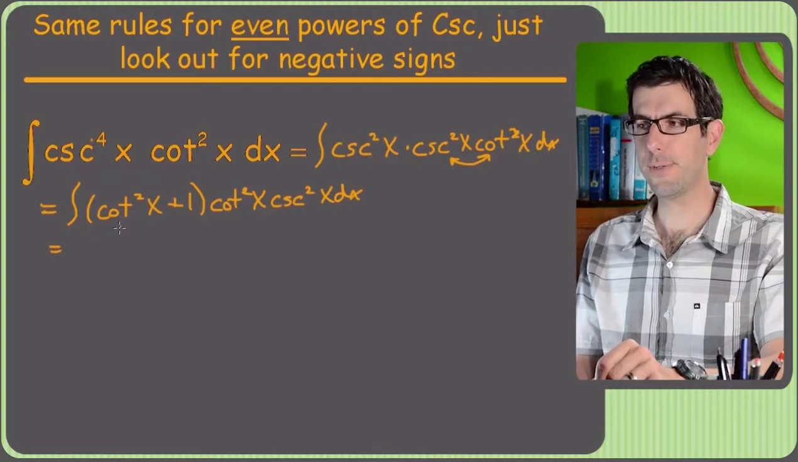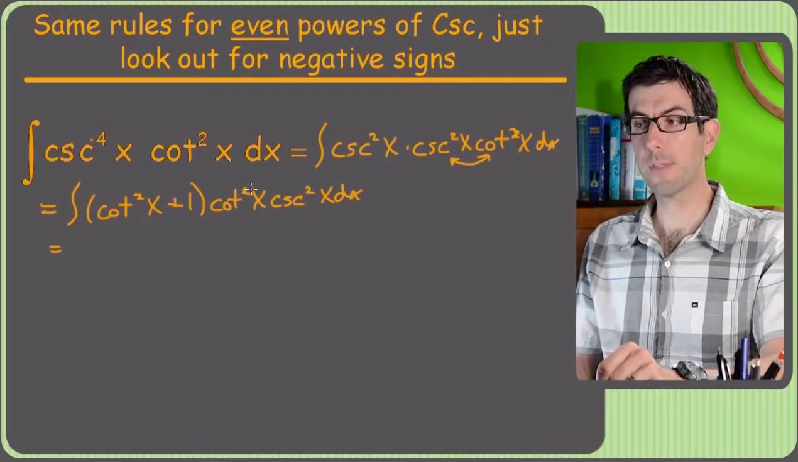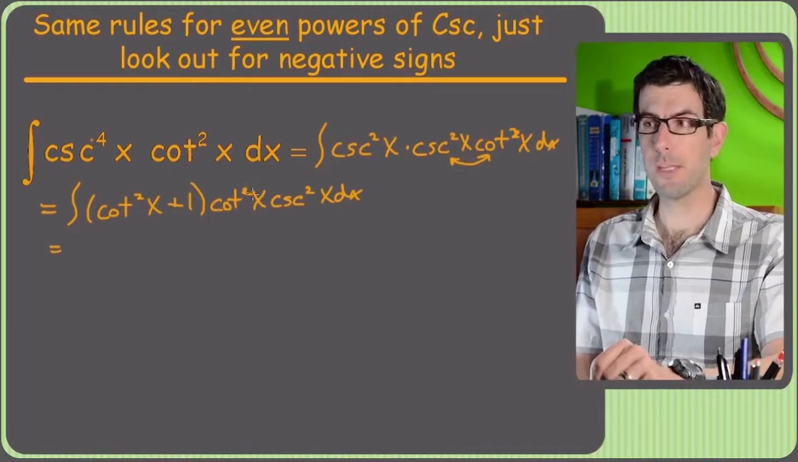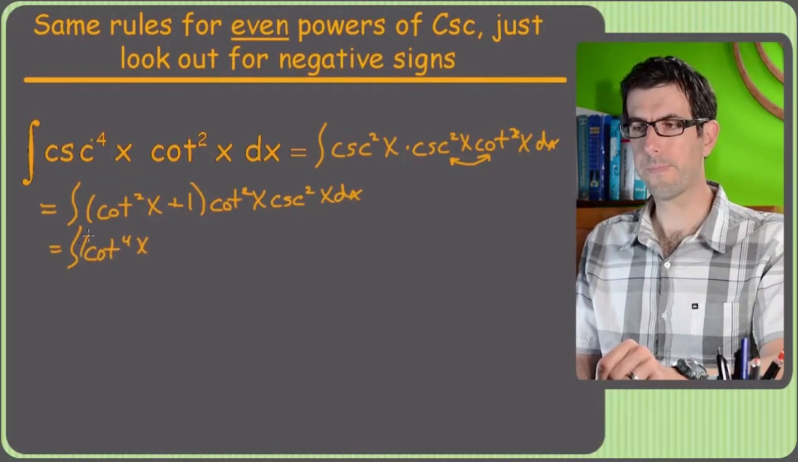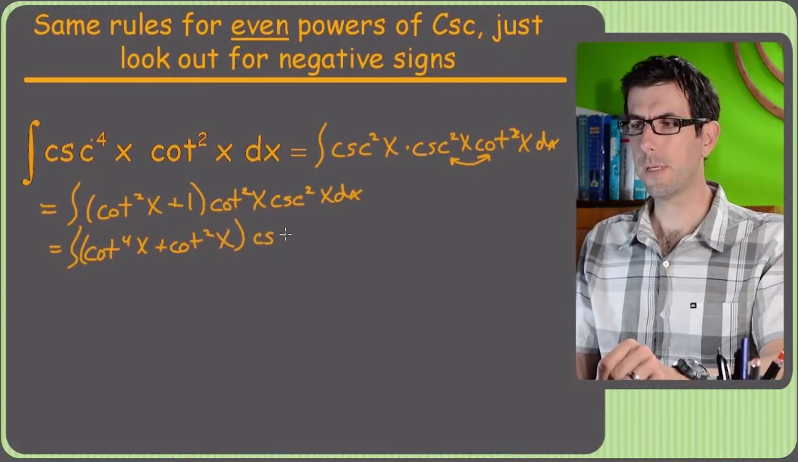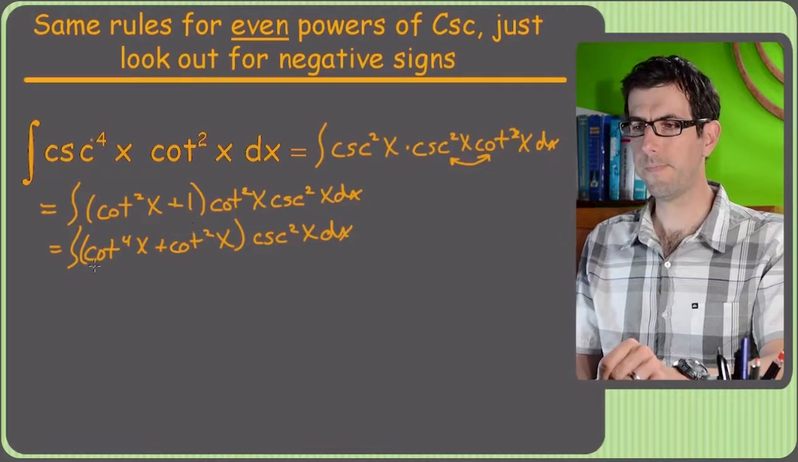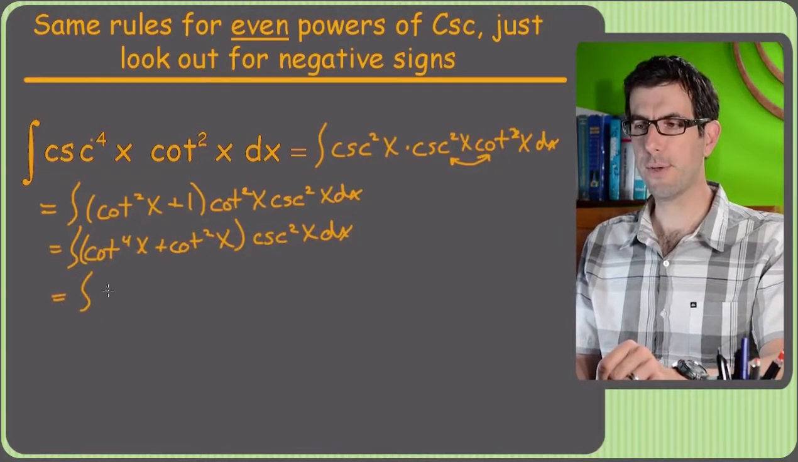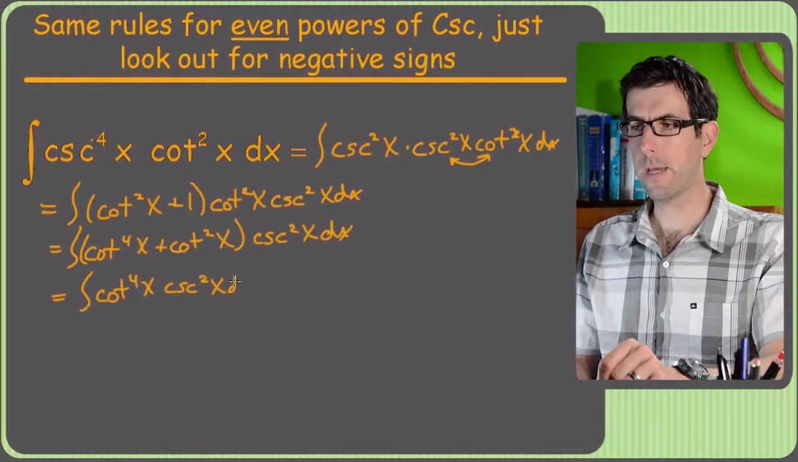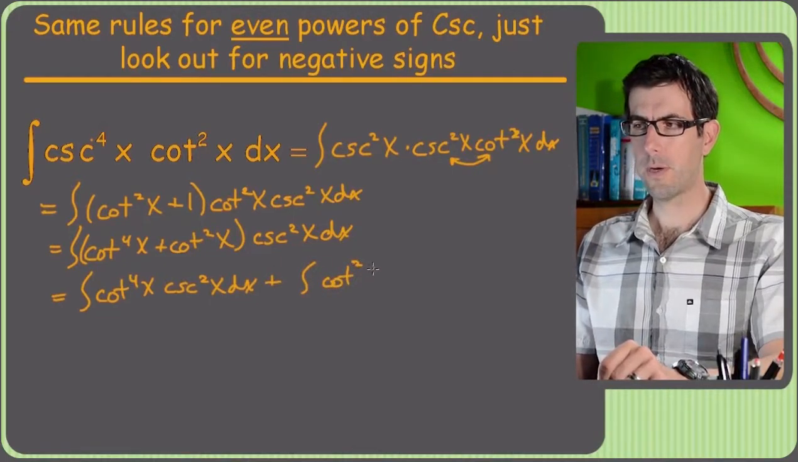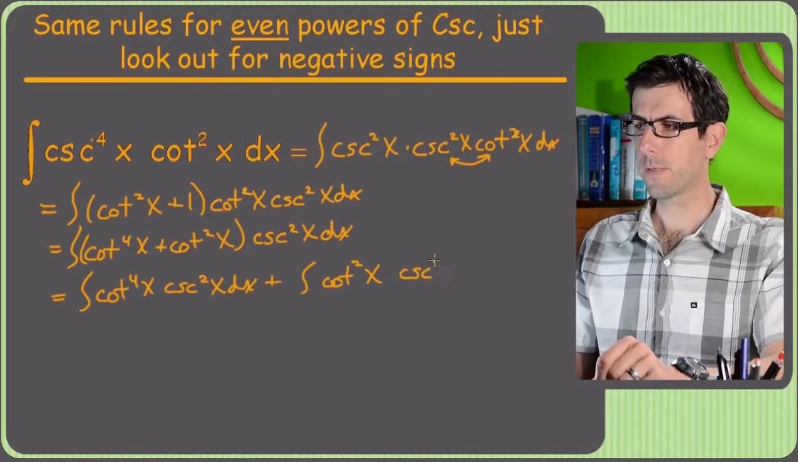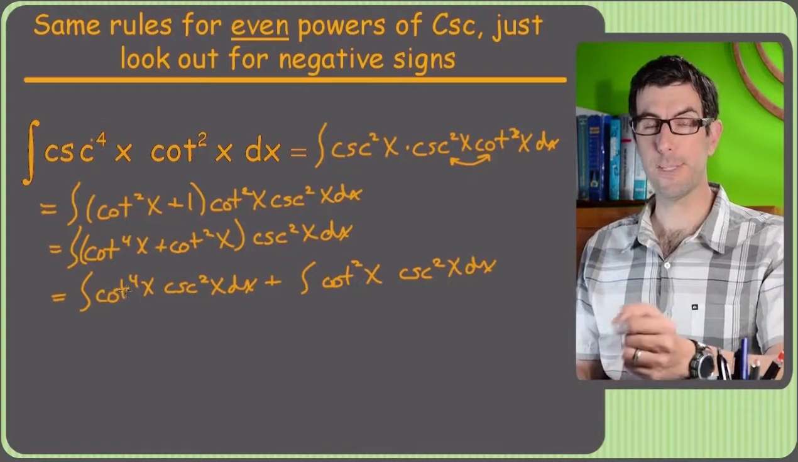Alright, so now, as usual, to make this a little bit smoother, I'm going to do one step at a time. So first I'm going to distribute the cotangent squareds all together. So I'll have cotangent fourth plus cotangent squared x times cosecant squared x dx. Now I'll make two separate integrals out of it, so the integral of cotangent fourth x cosecant squared x dx plus the integral of cotangent squared x cosecant squared x dx. Alright, so once again, two power rules.